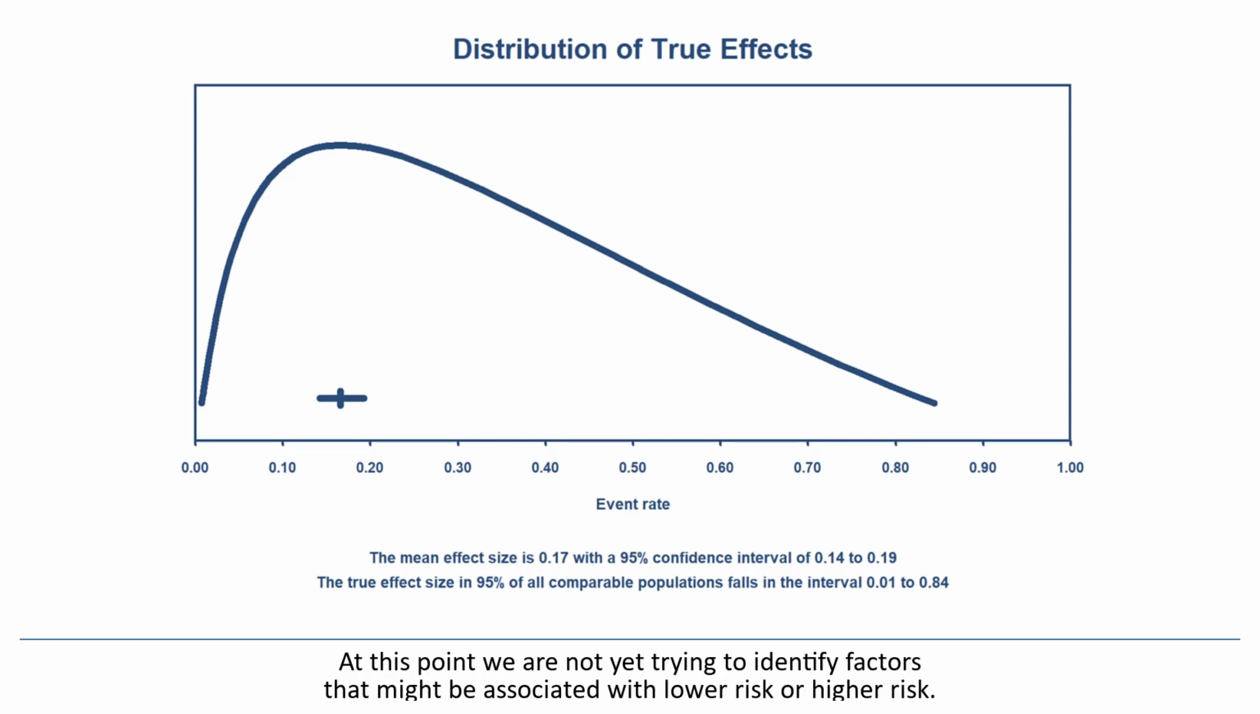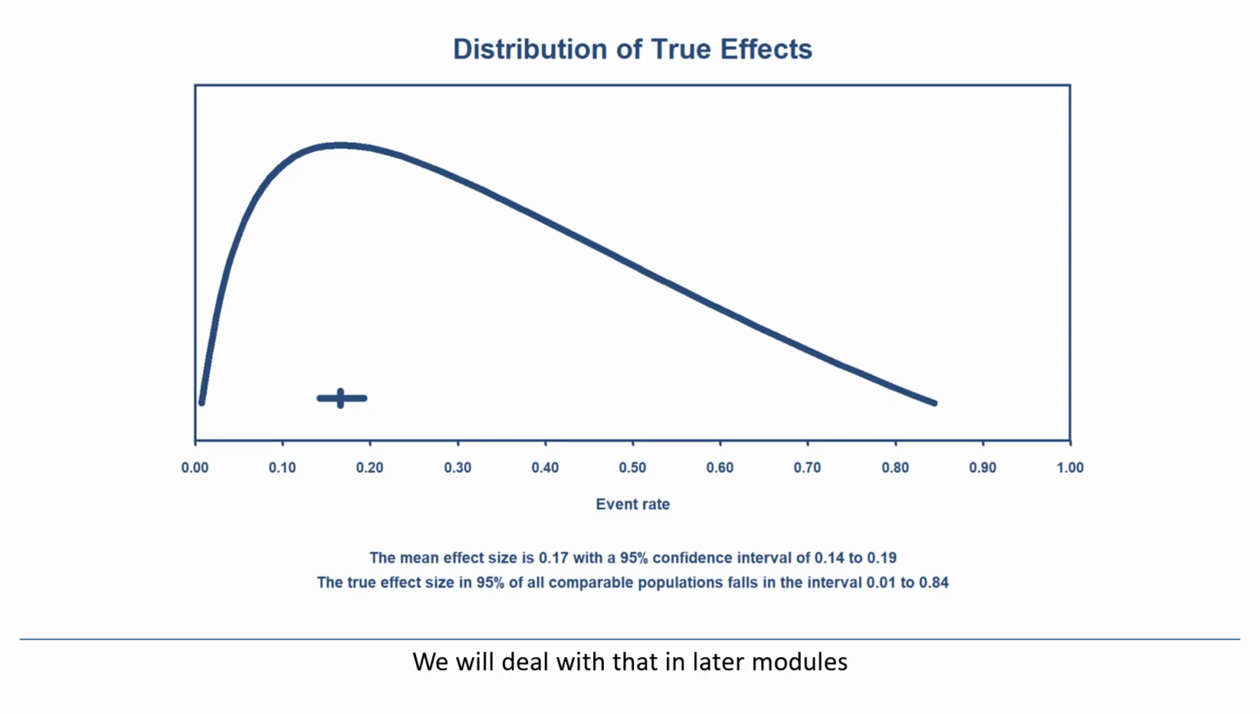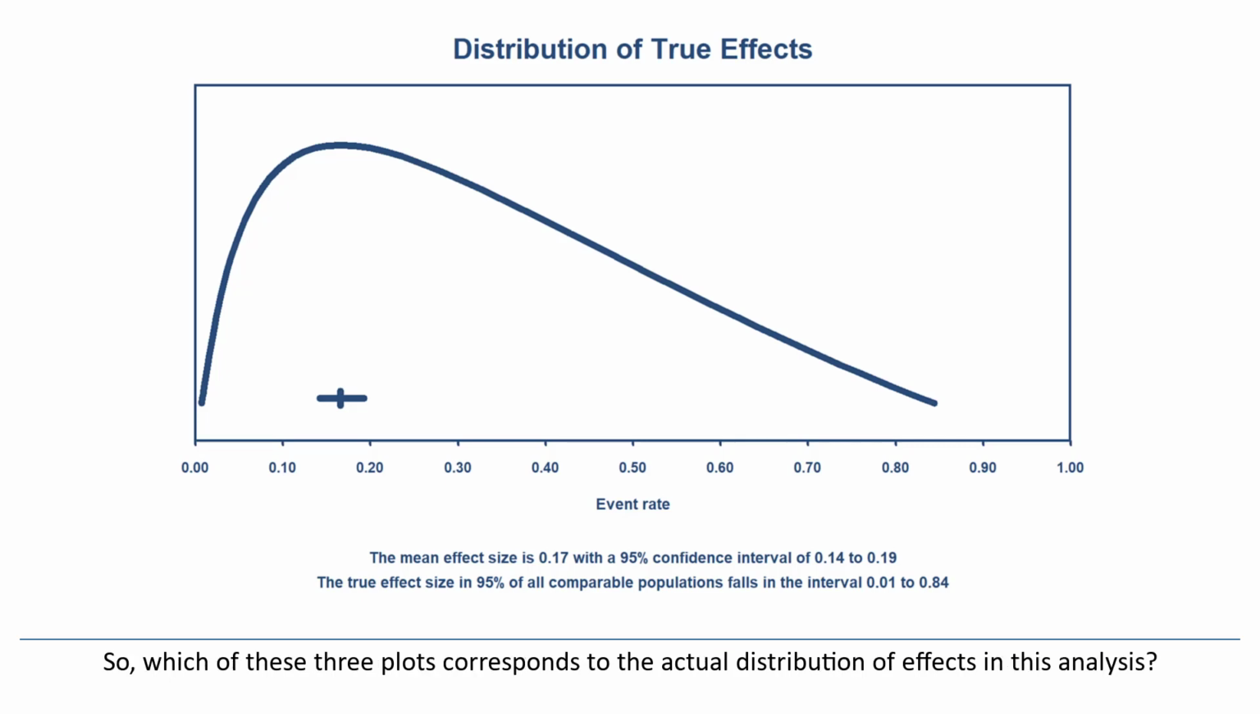At this point, we're not yet trying to identify factors that might be associated with lower risk or higher risk. We will deal with that in later modules. Rather, for now, we simply want to know what the distribution of effects looks like. So, which of these three plots corresponds to the actual distribution of effects in this analysis? I would assume that this information is included in any paper that reports a meta-analysis.